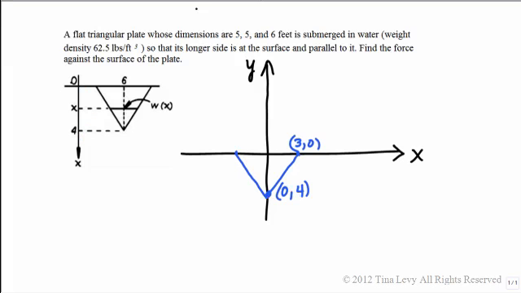If I wanted to, I could try another one. I could move it up and orient it so that this side line is at 0, 0. But I'm choosing to do this. Okay, so we're talking about this plate, which is triangular.